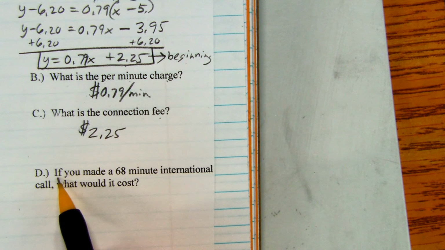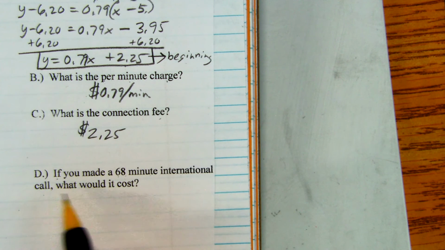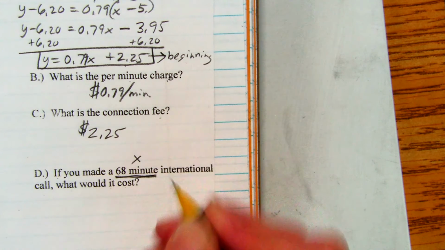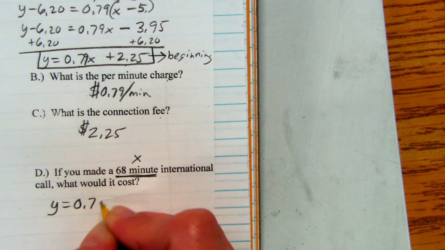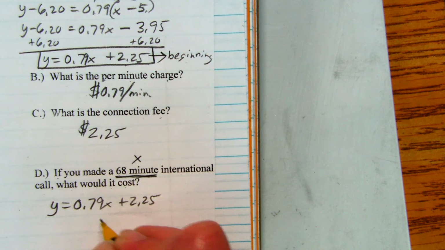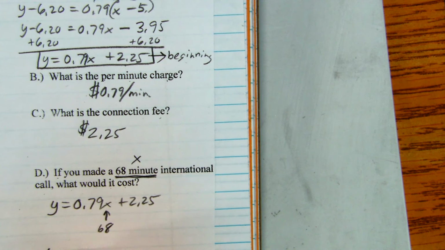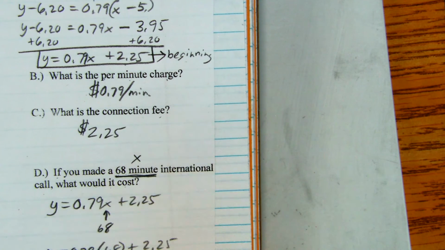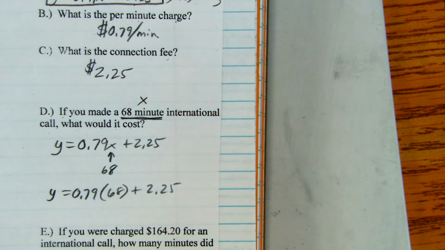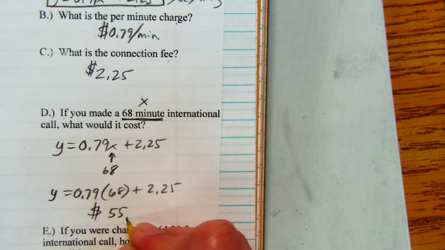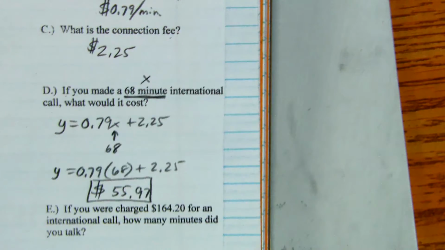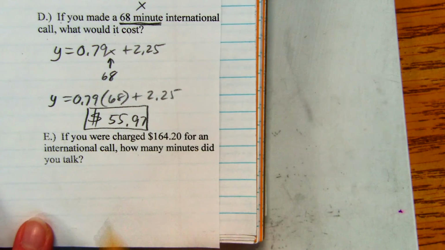Okay, and then it's going to ask you, if you made a 68-minute international call, what would it cost? So 68 minutes, is that X or Y? That's X. So if I take my equation, Y equals 0.79X plus 2.25, that 68 is going to go right there where the X is. Y equals 0.79 times 68 plus 2.25. This is going to be pricey. And it comes out to $55.97 if I put that in the calculator. This is also an old problem, but I haven't made an international call since the 90s, so I don't know.